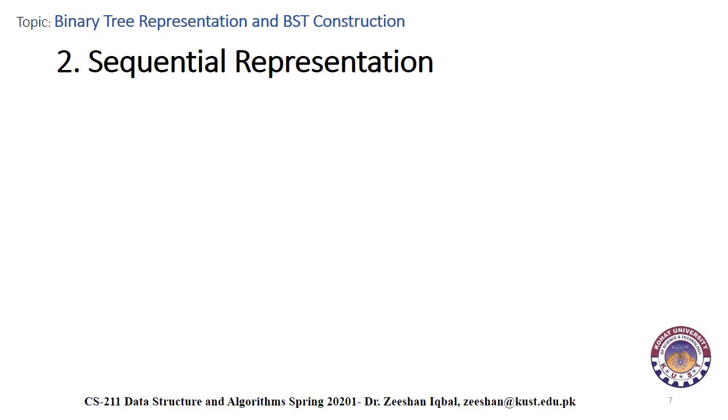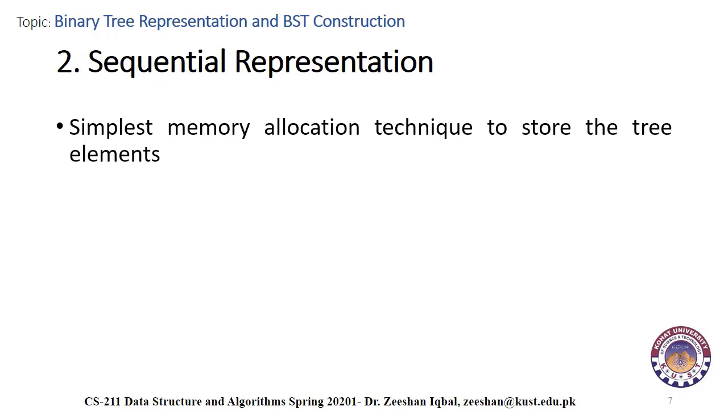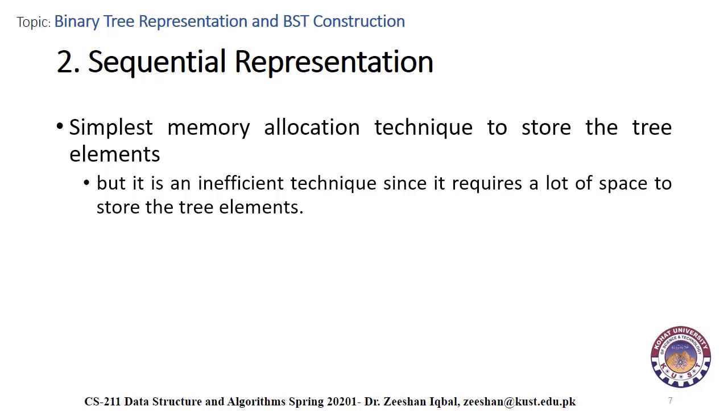The second type of representing a binary tree is known as sequential representation. Here an array will be used for this purpose. It is the simplest memory allocation technique to store the tree elements, but an array is an inefficient technique since it requires a lot of space to store the tree elements.